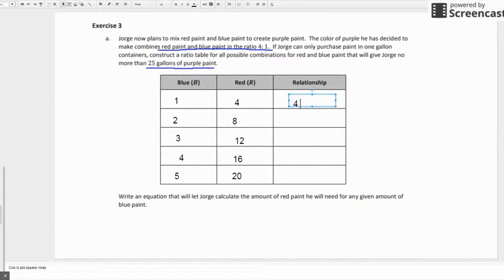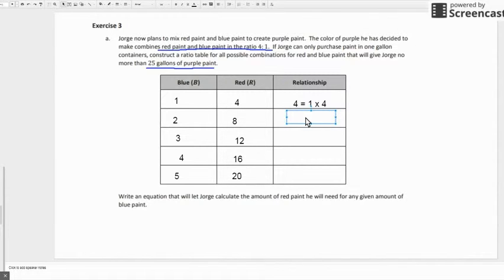If we look at the relationship like we did on exercise 2, if we look at 4 gallons of red, how did I get that? By working with the blue. Well, if I have 1, I multiplied it by 4, and that gave me my gallons of red paint. So looking at the relationship between the two, I took the blue paint, I multiplied it by 4 to create the red paint.